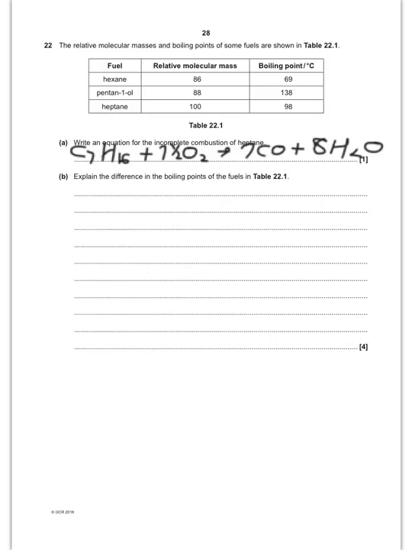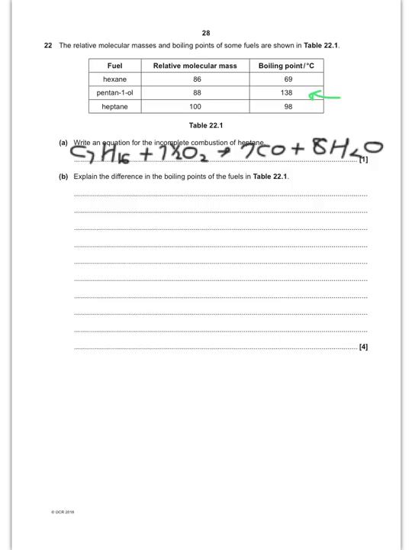Okay, so incomplete combustion of heptane I've shown. Remember, you produce carbon monoxide rather than carbon dioxide for incomplete combustion. And then you need to explain the boiling points. So let's take pentan-1-ol first of all. Pentan-1-ol has a much higher boiling point than the other two.